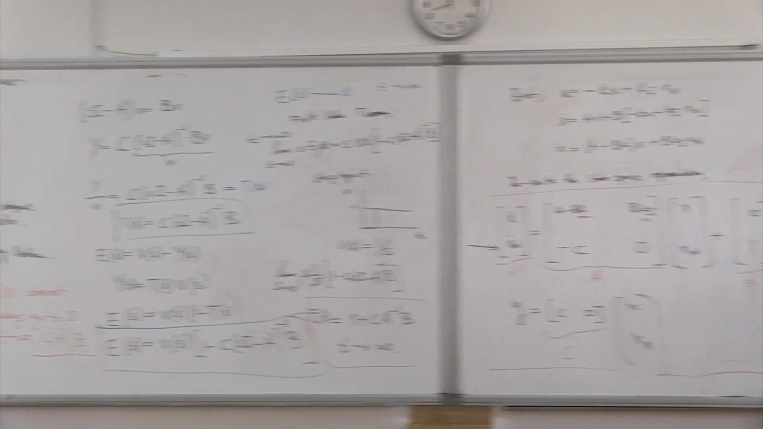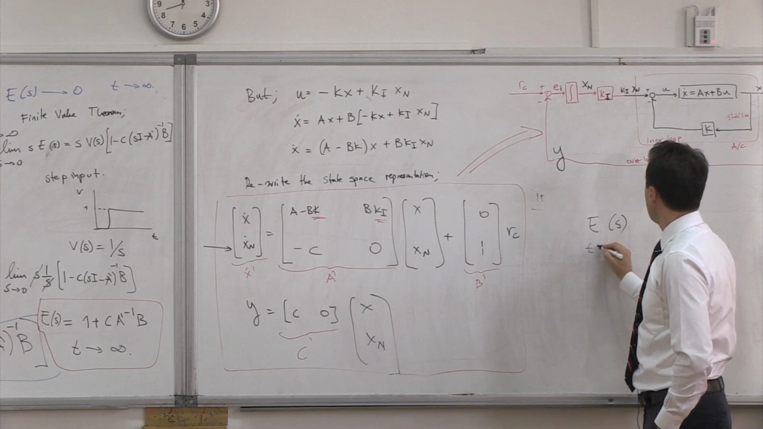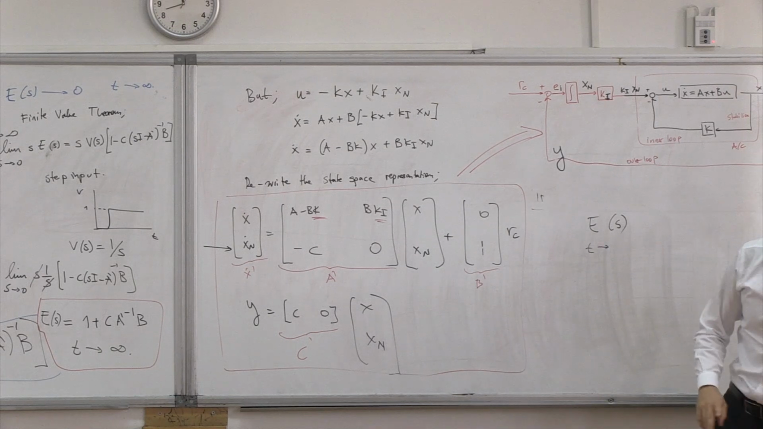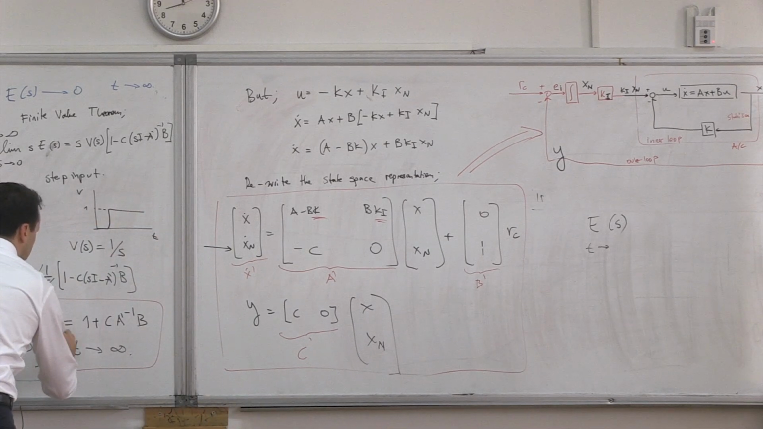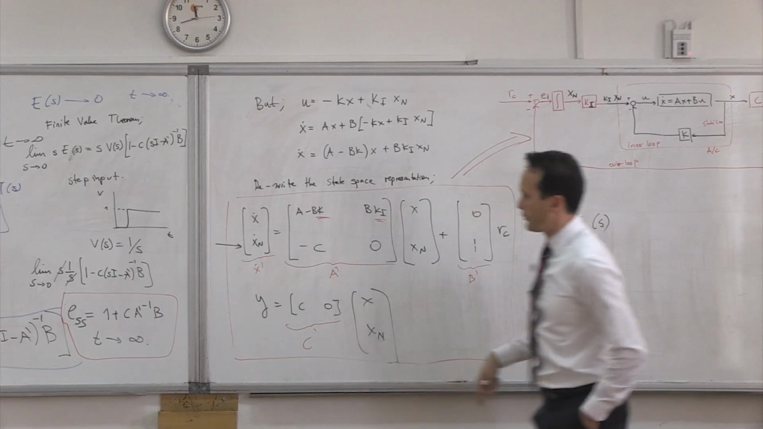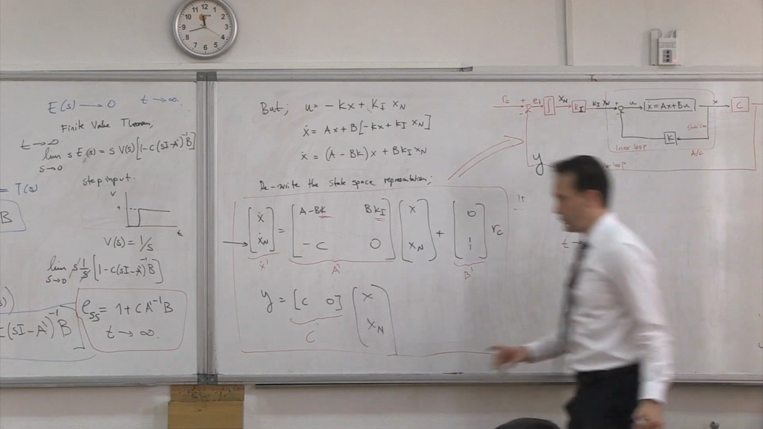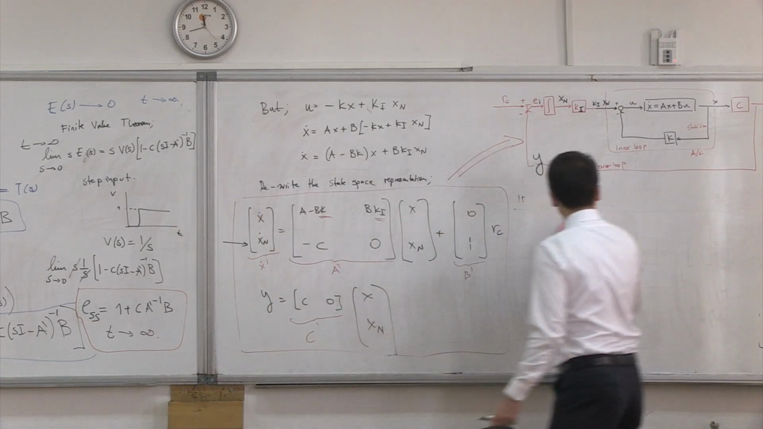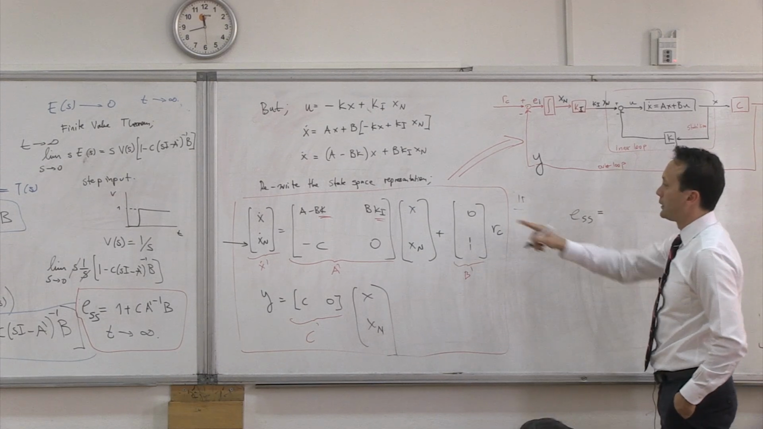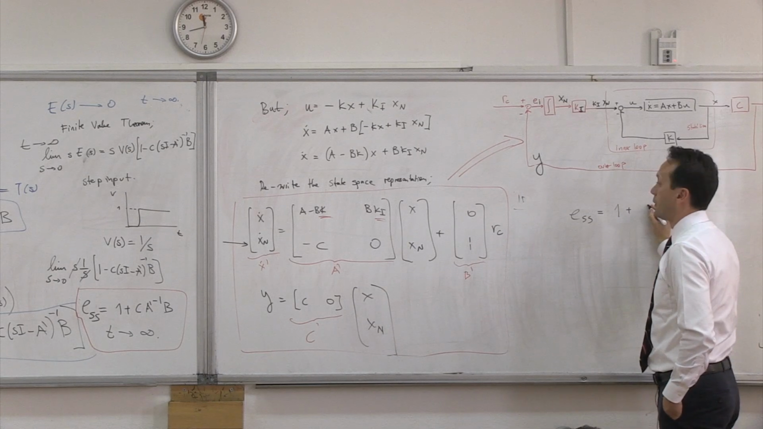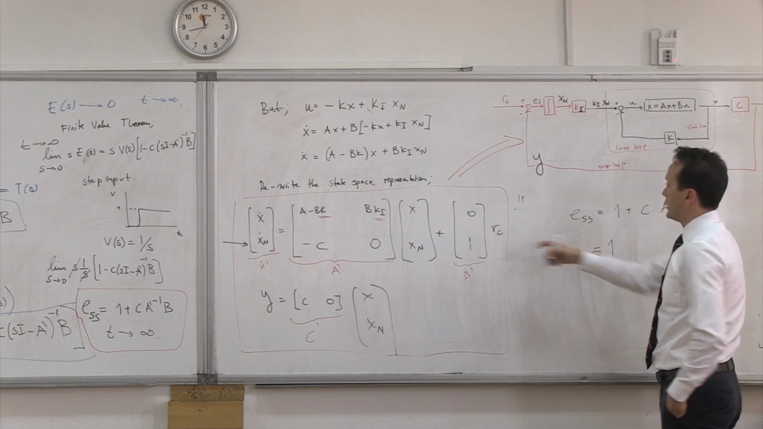E of S as time goes to infinity. Or let's do it like this. E of S, this is probably not very nice to say. Let's say E steady state, okay? Because E of S was basically the transfer function. Let's say E of S, the steady state value. E of SS is simply 1 plus C, A minus 1, B. Okay? Write it down. Let's do it for this one.